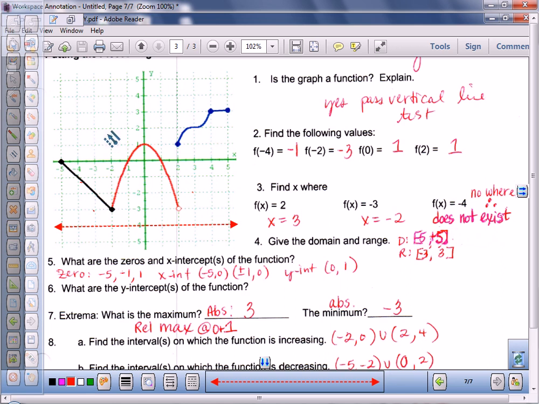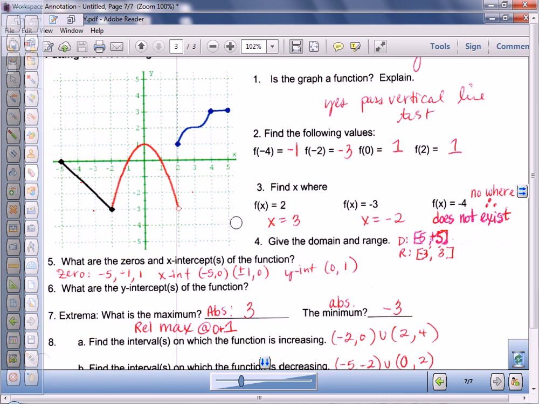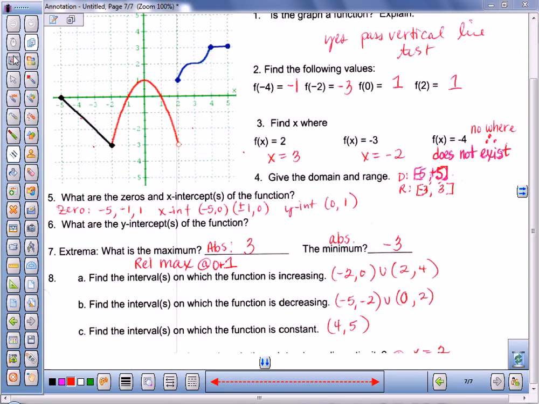Number 5, what are the zeros, x-intercepts of the function? The zeros occur where x has a value of -5, -1, which means my x-intercepts are -5, 0, and positive 5, 0 and -1, 0. Took the lazy man way out and put plus or minus there. And the y-intercept is 0, 1. So that's the answer to number 6.